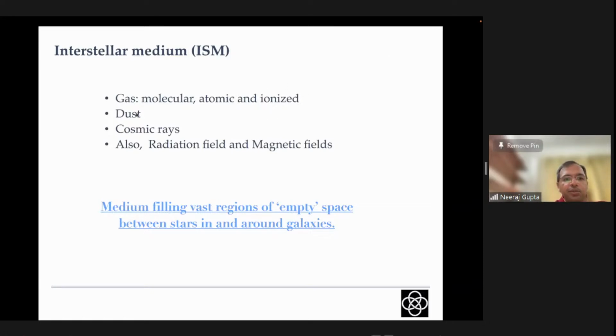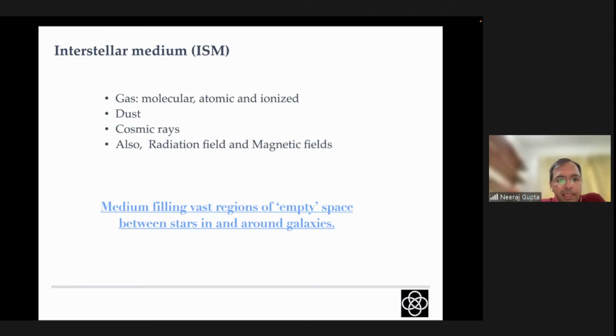And then in addition to these gas phases, we have dust, and we have cosmic rays, which are high energy relativistic electrons. And then we also have to consider that there is a lot of radiation field and magnetic fields present in the interstellar medium, and they play a very crucial role in the formation of stars from molecular clouds, and they are also important for the physical processes through which we can observe different components of ISM.